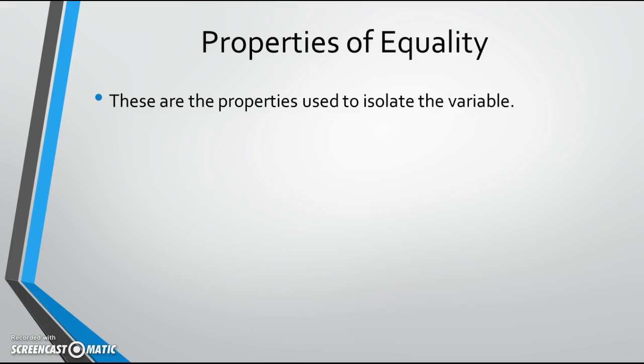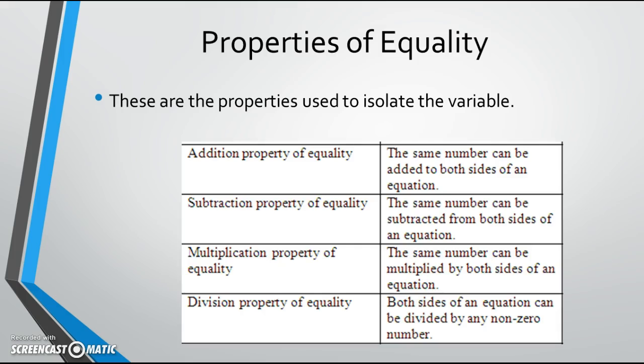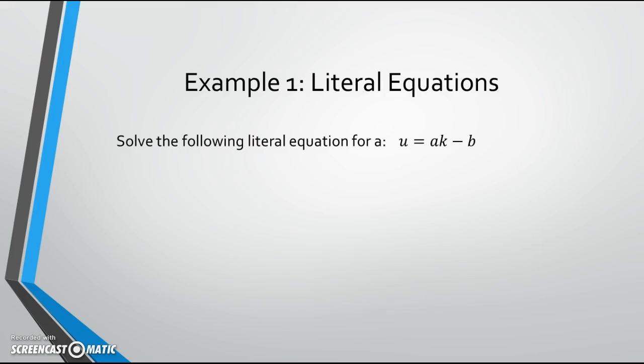And then finally we have the properties of equality. These properties are the ones that we actually use to isolate the variable, to solve an equation. And that's addition, subtraction, multiplication, and division properties of equality. The properties of equality just tell you whatever you do to one side of an equation, you have to do to the other side. Okay, so that's the properties of equality. So let's actually look at this in action.